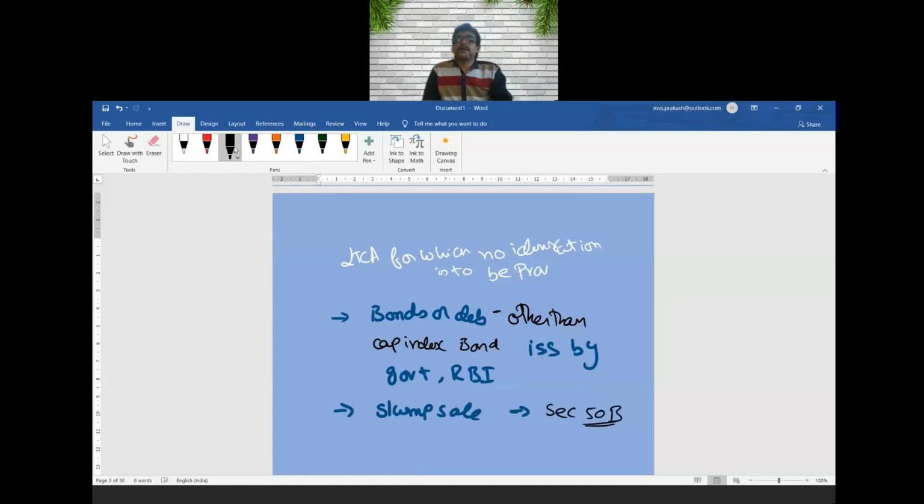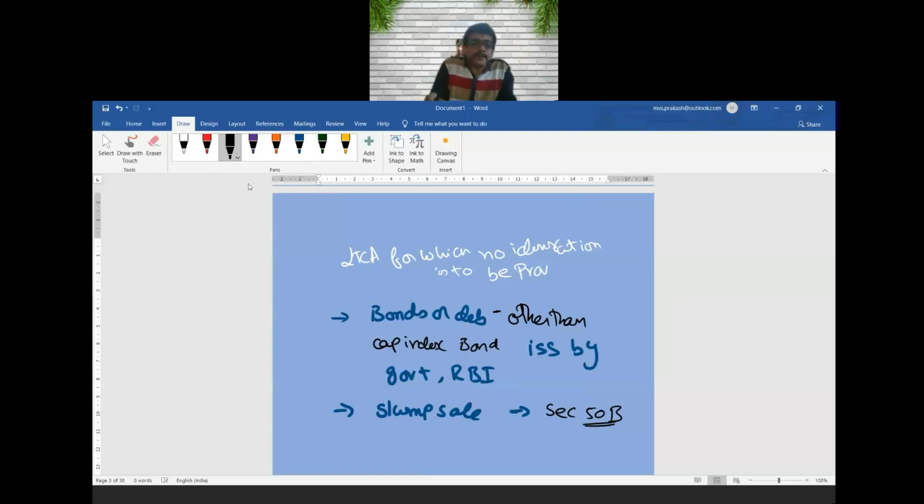Okay, slump sale under section 50B. Any transfer in the form of slump sale is not subject to indexation. So indexation should not be given on it. What is slump sale? What is section 50B? That entire concept we'll try to understand in tomorrow's class.